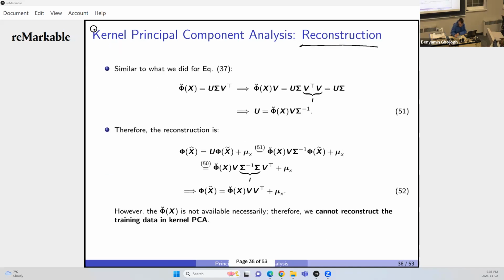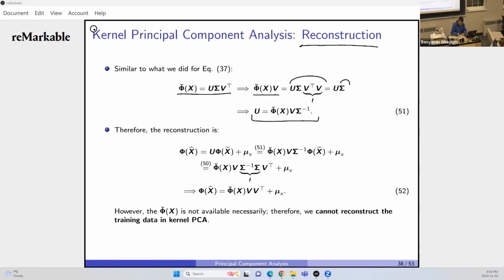Now reconstruction of training data in kernel PCA. Again, consider SVD of phi breve X, right? So right multiply the sides by V. You will have phi breve V equals U sigma V transpose V. Interestingly, V transpose V appears, which is identity, because V is a singular vector matrix. And then you will have U sigma. So this sigma is a pain in the neck, right? Multiply the sides by sigma inverse. You will have this. This is U.